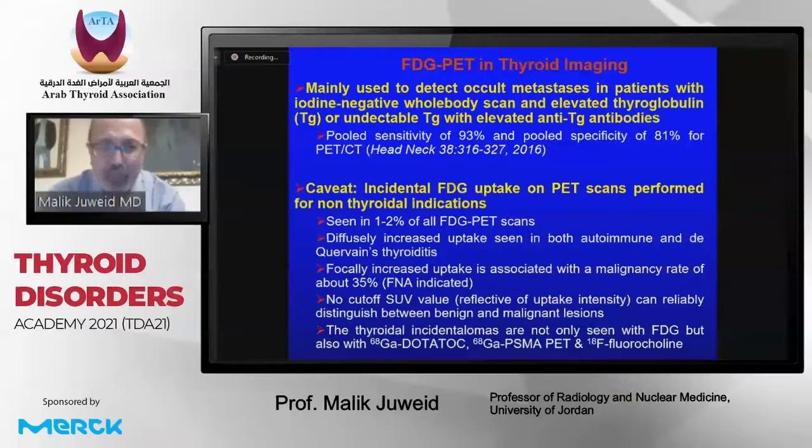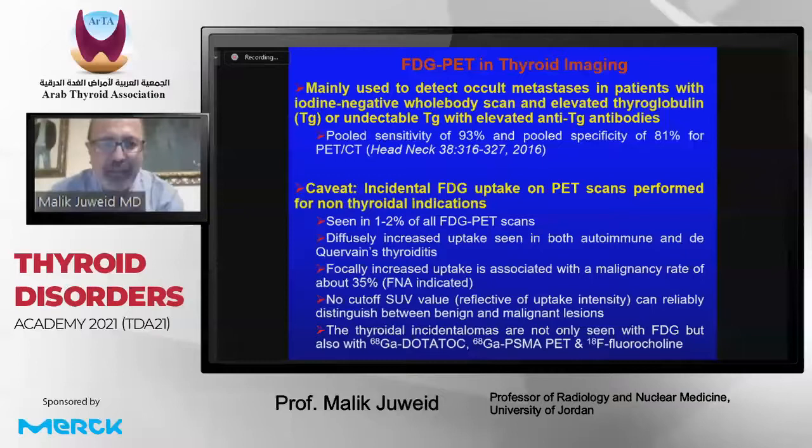Another contribution, in a certain way, of FDG PET is being an incidental finding in the thyroid. As you know, PET is now widely used for staging and restaging of most cancer types. And in at least 1 to 2% of cases, there is a finding in the thyroid on the FDG PET scan.